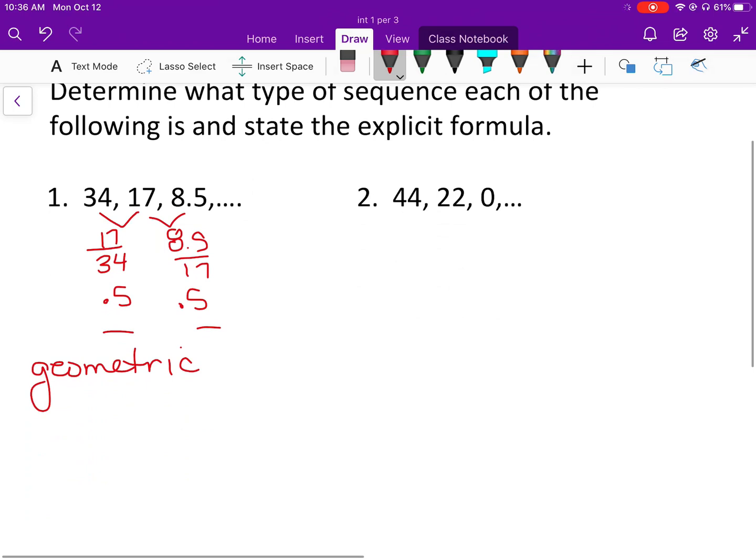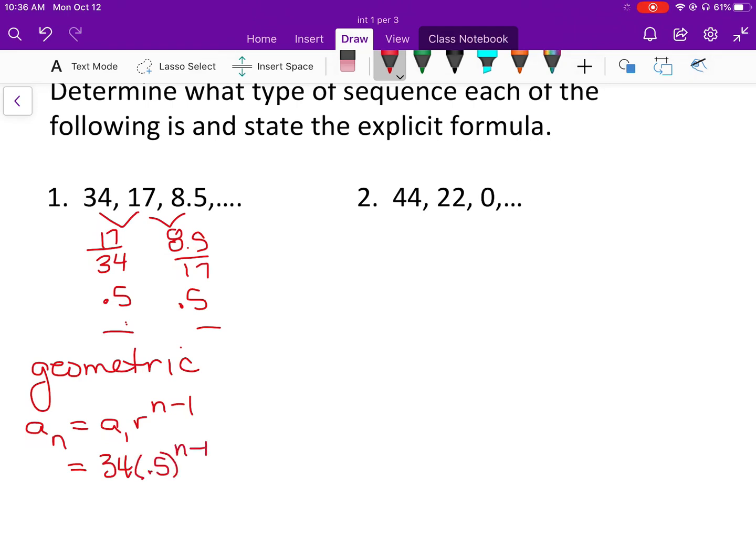The explicit formula for geometric is a sub n is equal to a sub 1 times r to the n minus 1. What's a sub 1? 34. r is the multiplier. That's the 0.5 that we have, to the n minus 1. Or you could put it as 1/2. If you put it as 1/2, it's okay. All right. Questions? Okay.